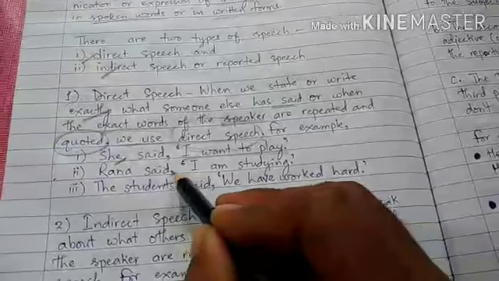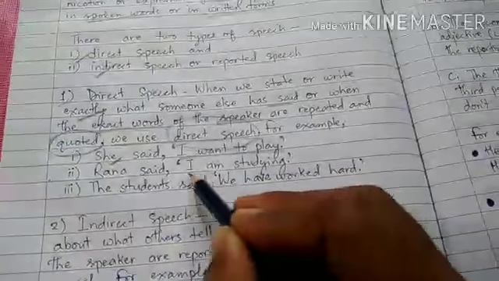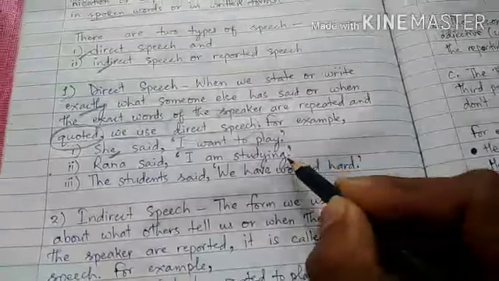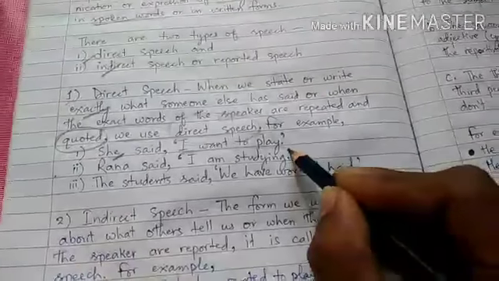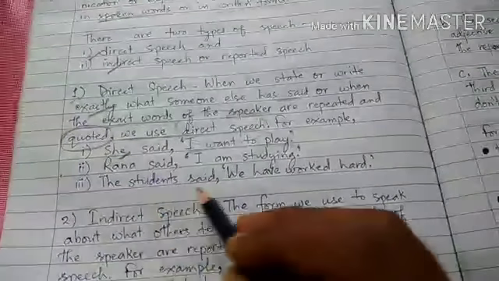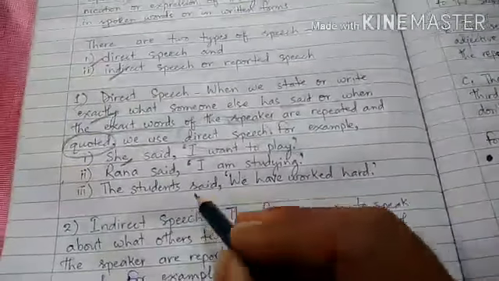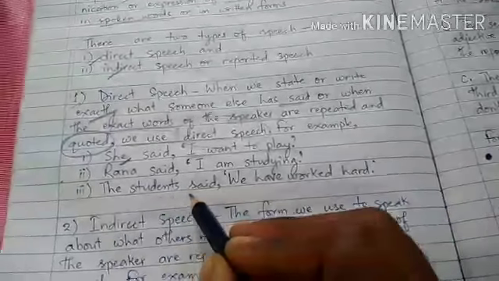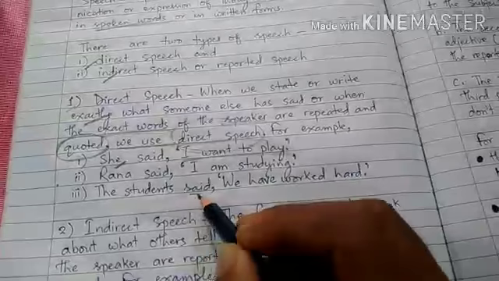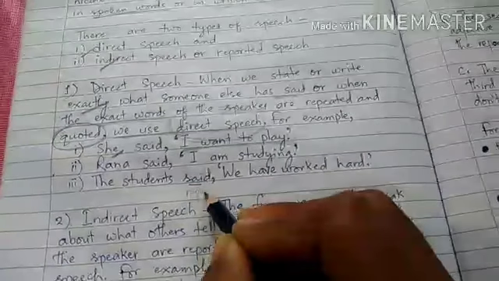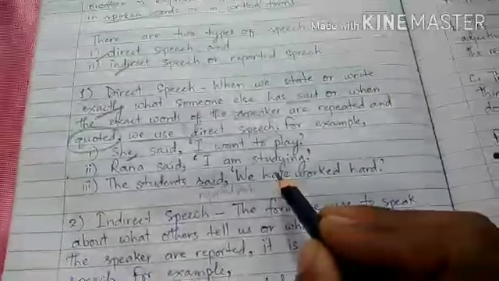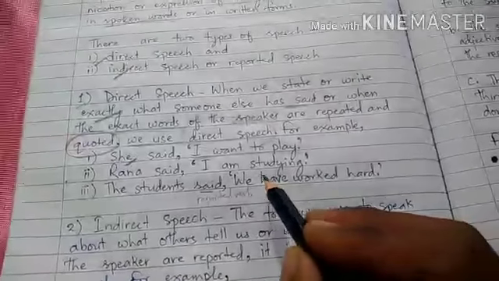Okay. So let us see another example. Rana said, comma, open inverted comma, I am studying, full stop, close inverted comma. Okay. After the full stop we have to use close inverted comma. So the next example is the student said, comma. So after the speaker we have to put the verb. Like here we have said. This is called the reported verb. Okay.